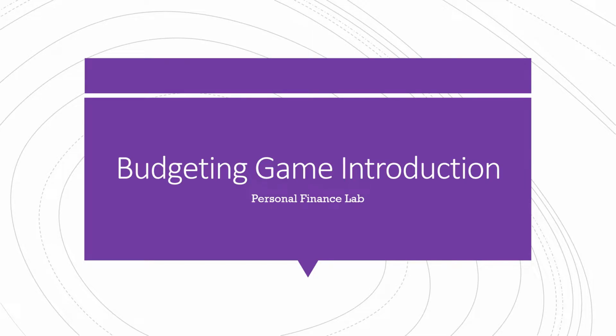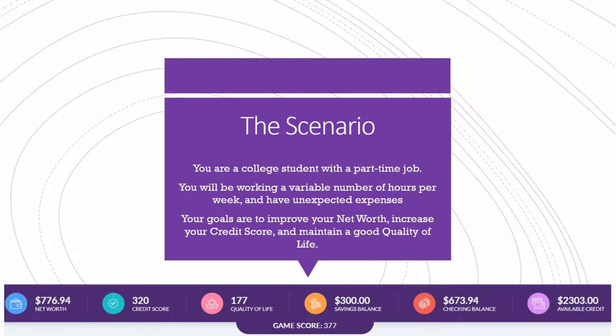This is a brief introduction on how to play the budgeting game. First, the scenario. You're going to take on the role of a college student with a part-time job. You'll be working a variable number of hours per week, so you'll have unexpected income and expenses. Your goals will be to improve your net worth, increase your credit score, and maintain a good quality of life.